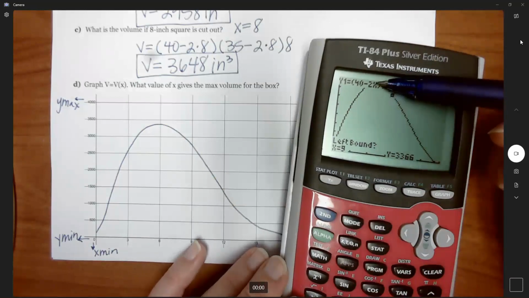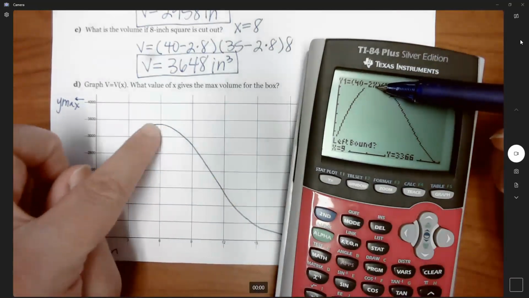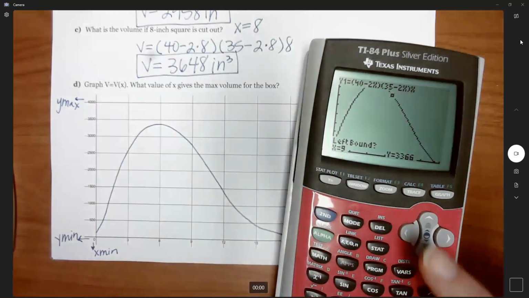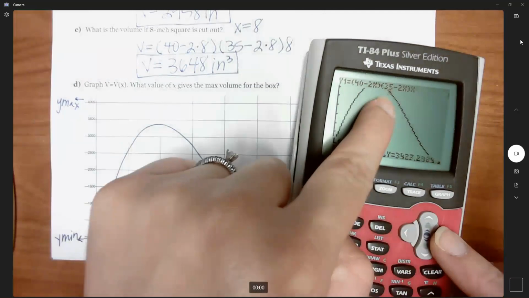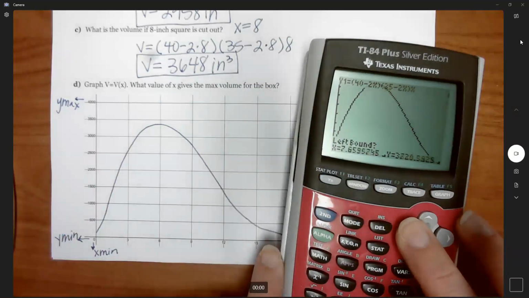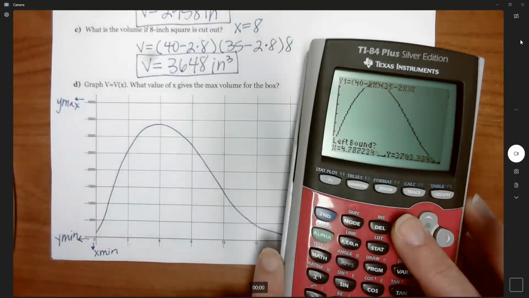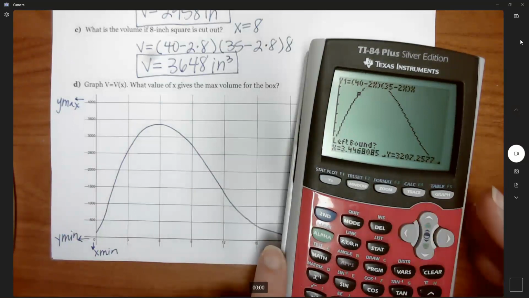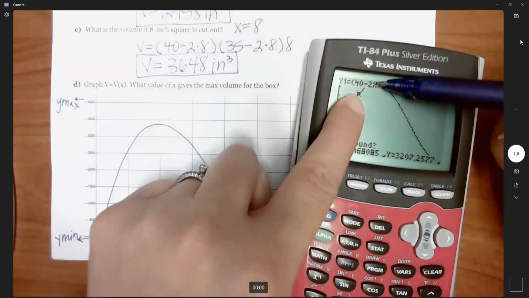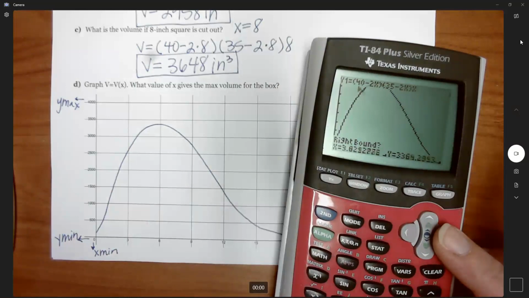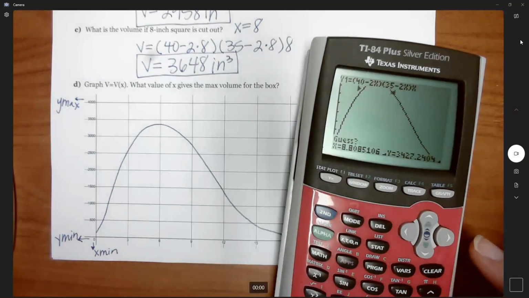It wants the left bound. Well, I know my max is somewhere up here, right? Here's my max somewhere in this area. So I need to go to the left side of it. So I'm going to move my cursor here. So my max is somewhere in this area. I'm going to go clearly to the left of it. So now my cursor is to the left of that max. I'm going to hit enter, and now it's going to ask for the right bound. So I'm going to move my cursor back over here. My max is somewhere here. So I'm going to go clearly to the right of it over here.